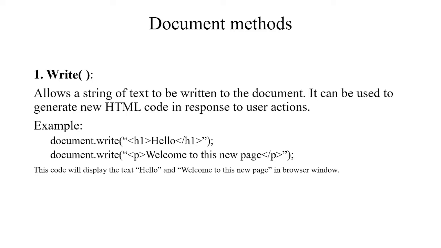Here a second example I have presented, that is document.write, with the text saying welcome to this new page, embedded in between the paragraph tags. So this text will be displayed in the browser window with one space in the beginning and one space after the text. Why? Because this is a property of the paragraph. So the document object method write allows a string of text to be written to the document.